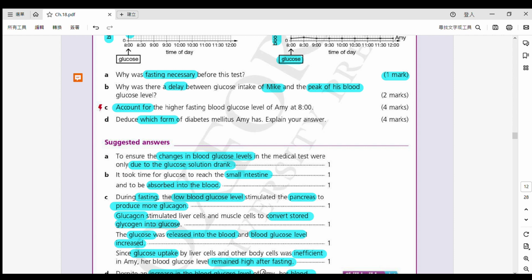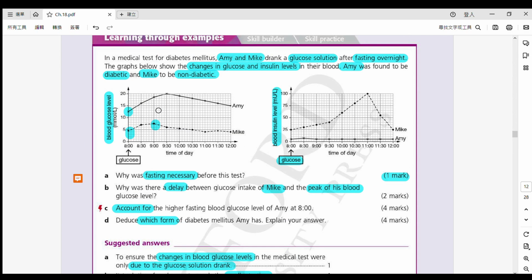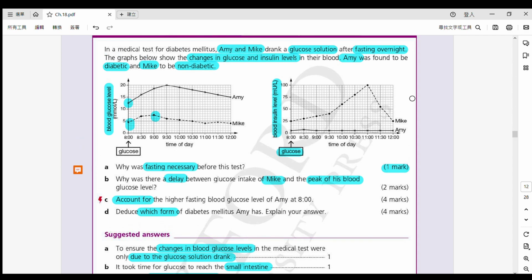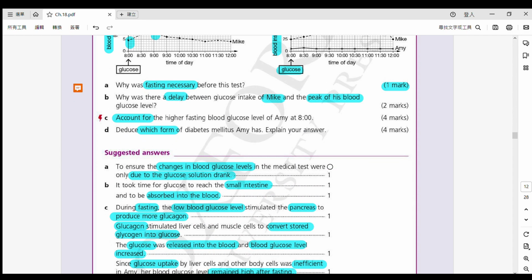Is that okay? Okay, so this one is quite tricky, right? Quite tricky because it is not asking you about what is happening on this line. It is asking you about what is happening before 8 o'clock. What exactly is happening before 8 o'clock? But when you look at it more carefully, you can see that the question asked is not that difficult. Okay? So please be careful about this question.